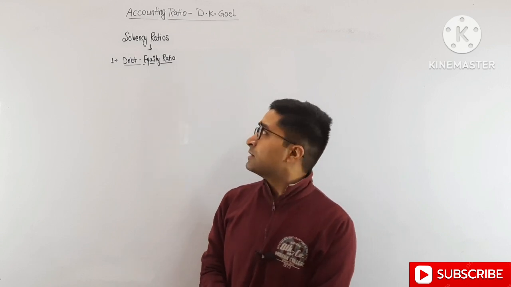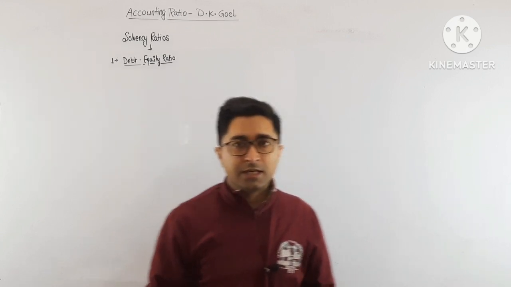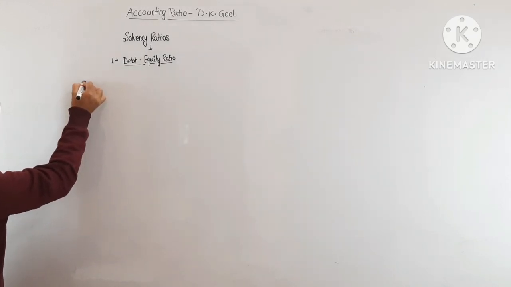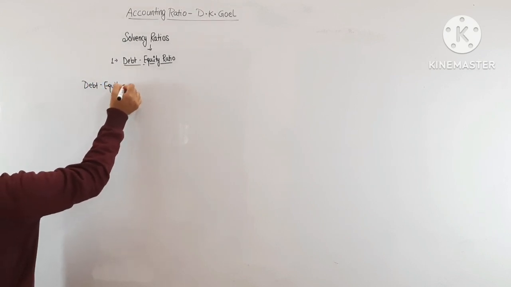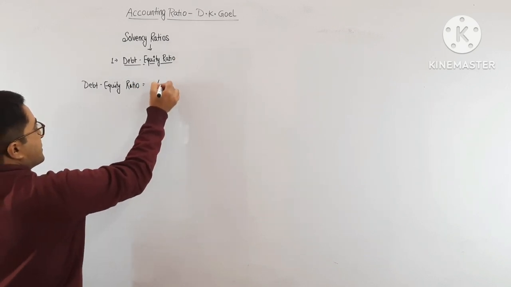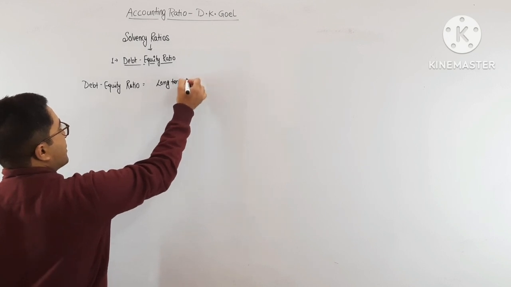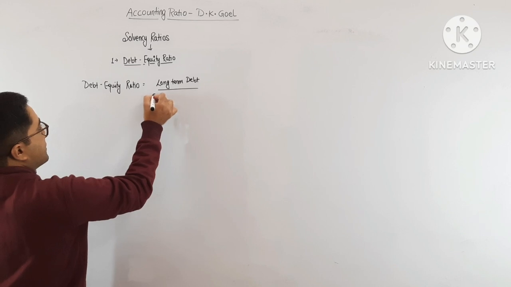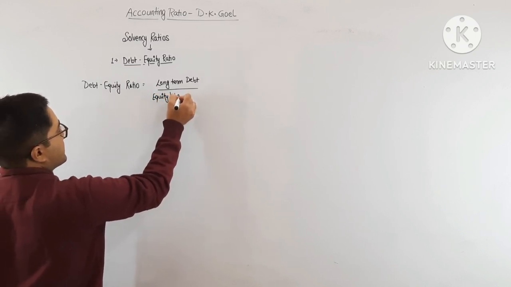So first of this is debt equity ratio. Now see what is debt equity ratio. The formula is: debt equity ratio equals debt, or long term debt. Okay, not only debt, long term debt, upon equity or shareholder fund.